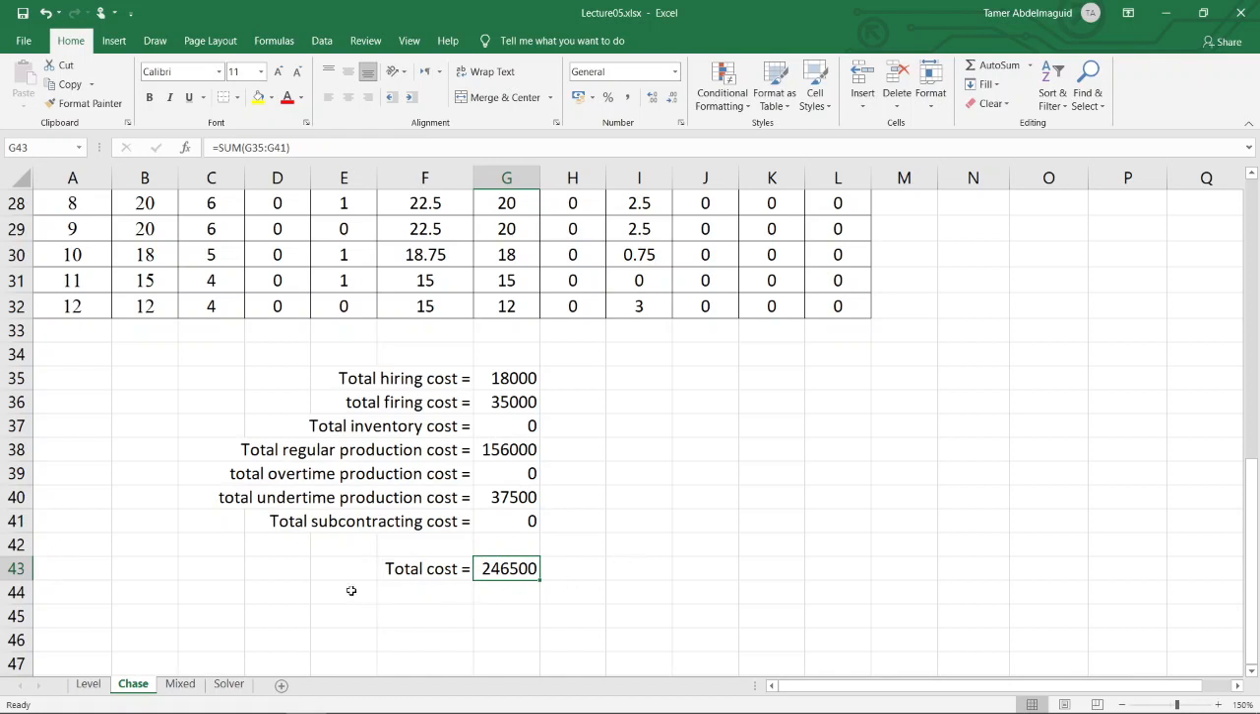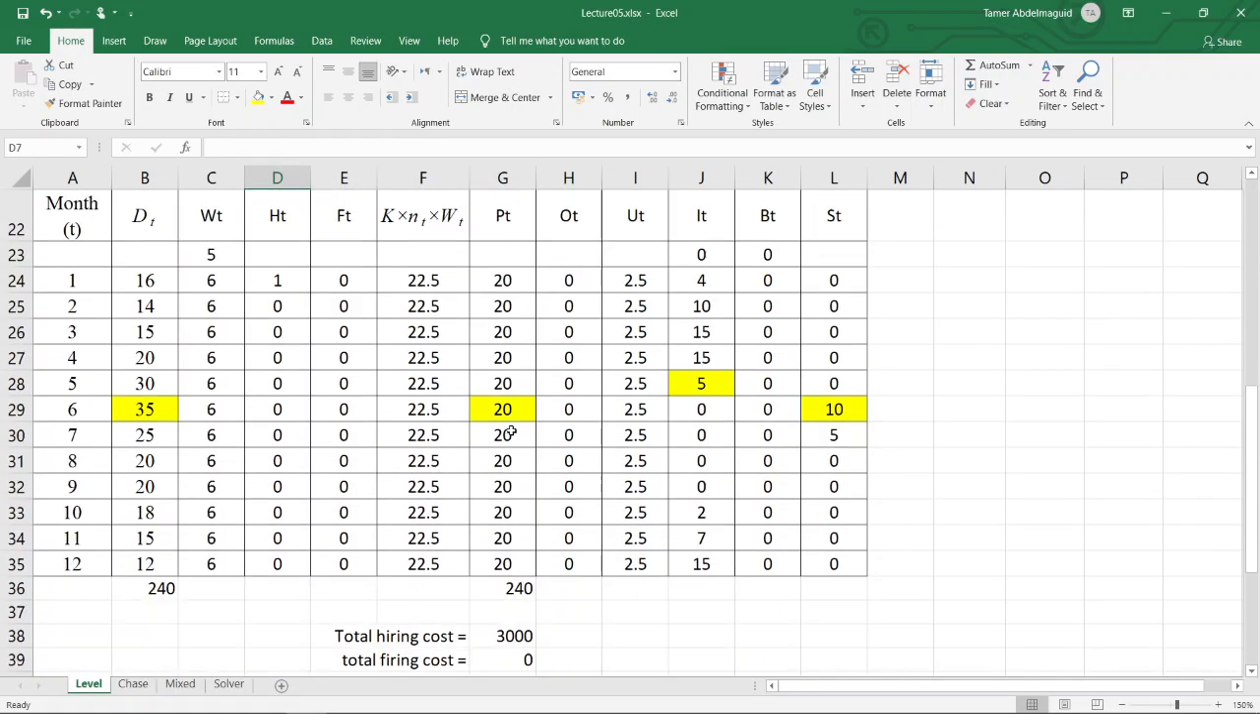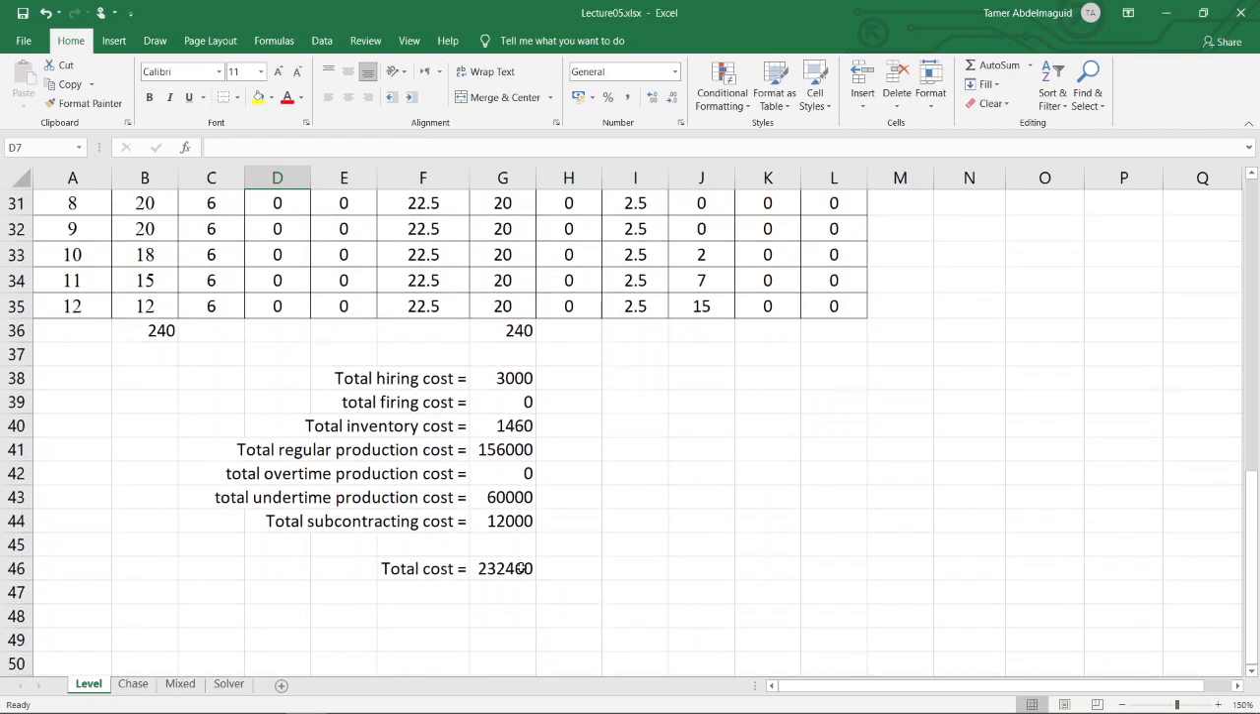Now the cost is 246,500, which compared to the level strategy, let's see here, the level strategy cost is a little bit lower than actually the chase strategy.